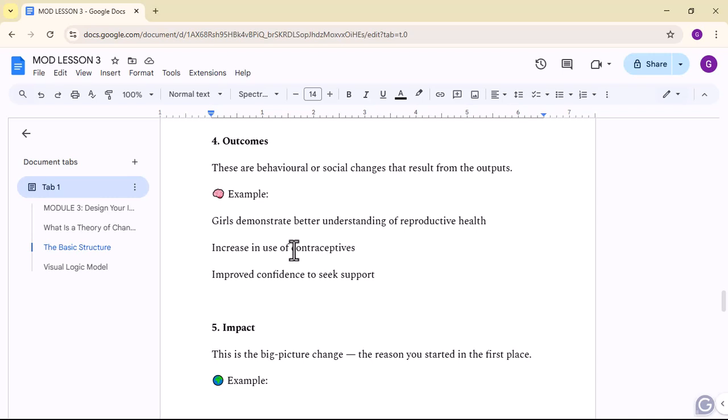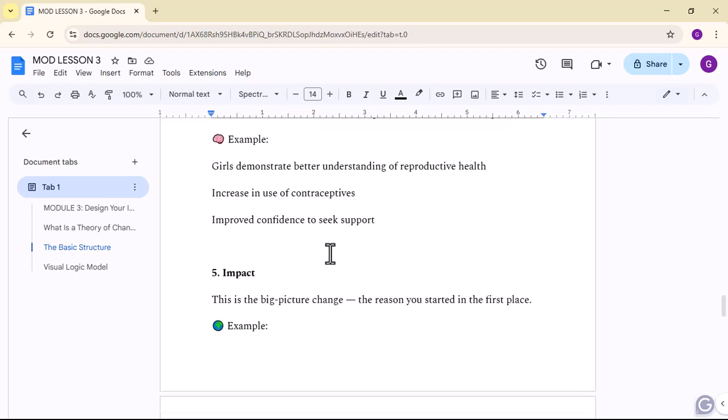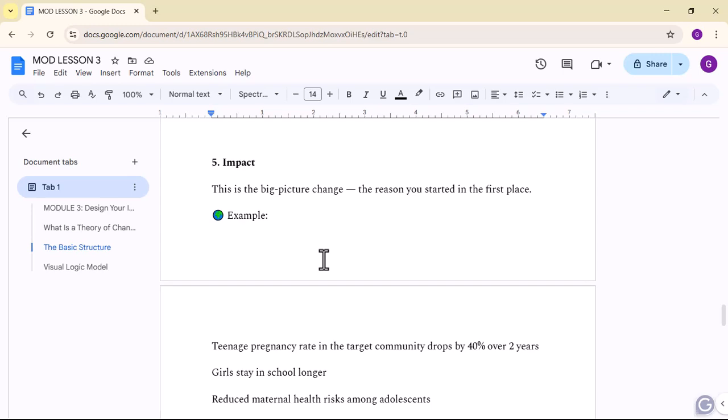Depending on what you want to achieve, you can have lots and lots of outcomes that are dependent on your output. And this will show your funders that you have a good theory of change, and that you know what you are working on. So the impact now, this is the big picture change, the reason you started in the first place.